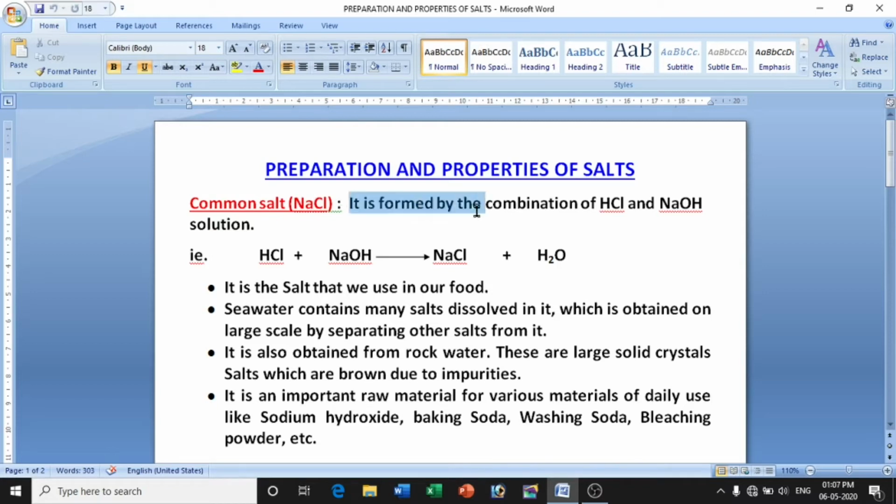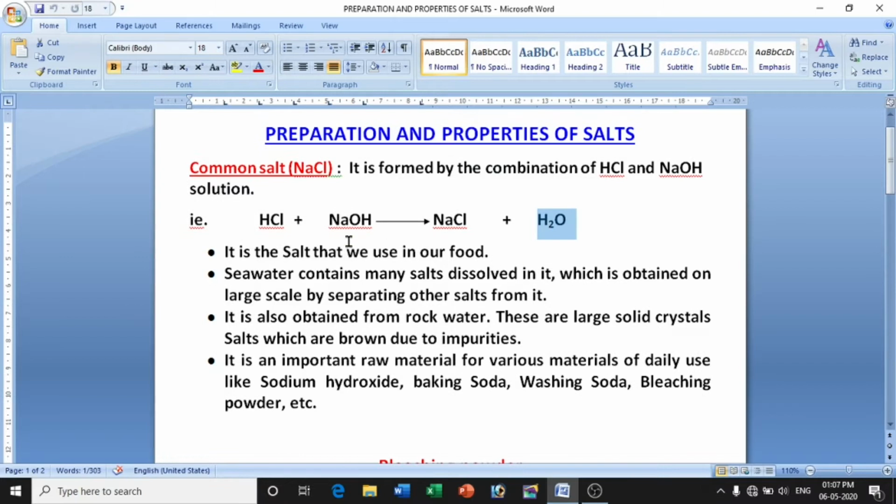It is formed by the combination of hydrochloric acid and sodium hydroxide. That means an acid and a base, and when this acid and base react, it is also known as a neutralization reaction. So in this reaction, sodium chloride, the common salt, is formed with water. Okay, it's very simple. Now some properties.